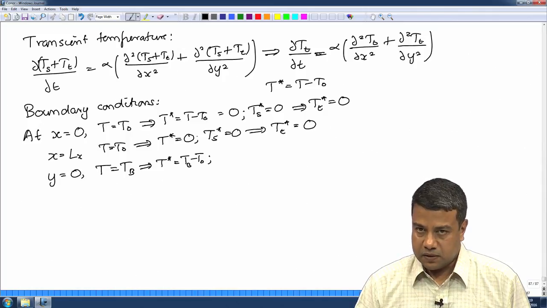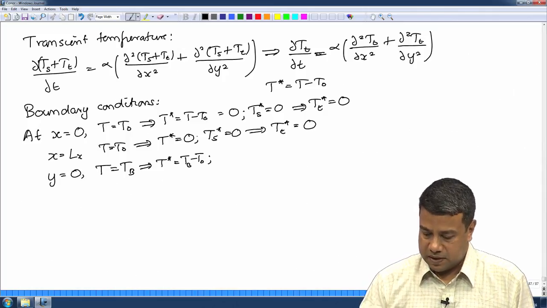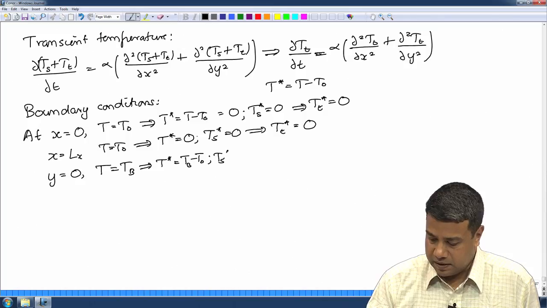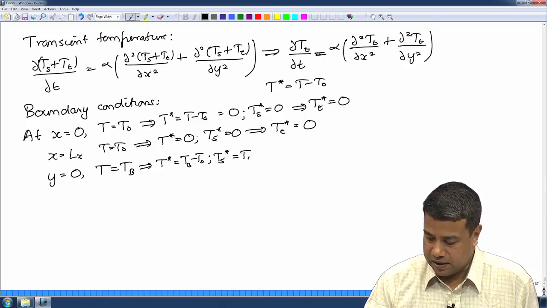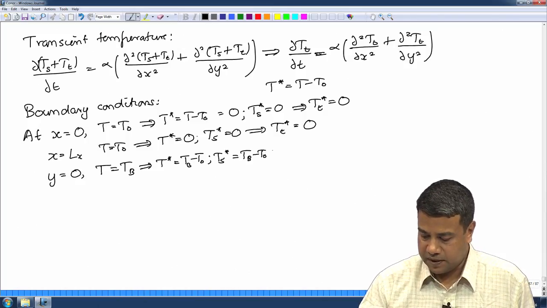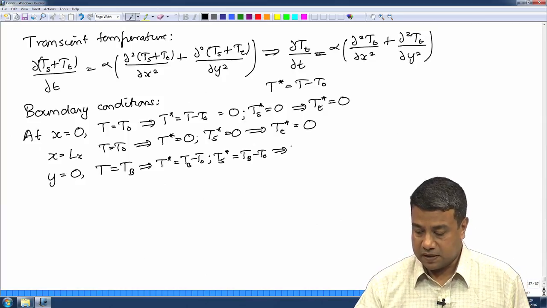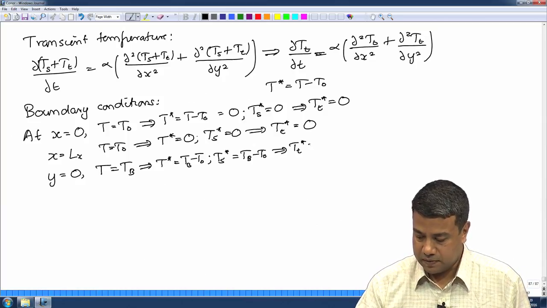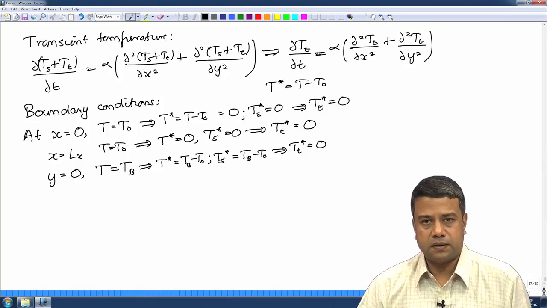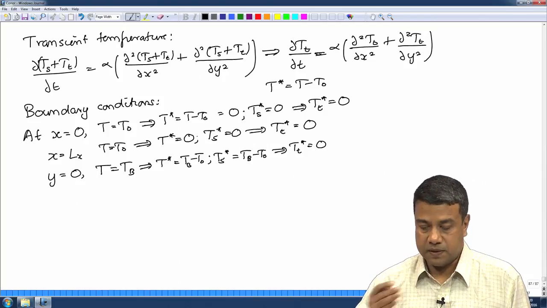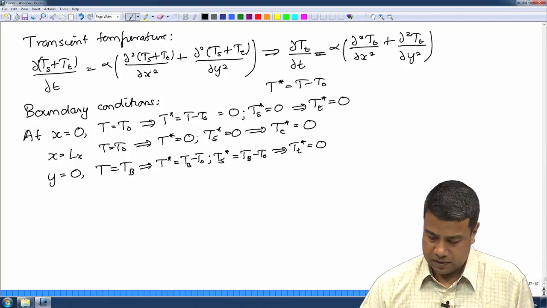The steady part also we had solved with the same equation. T steady is also equal to Tb minus T naught. This implies that the transient part has to be equal to 0, because the transient part plus the steady part has to add to the total temperature.